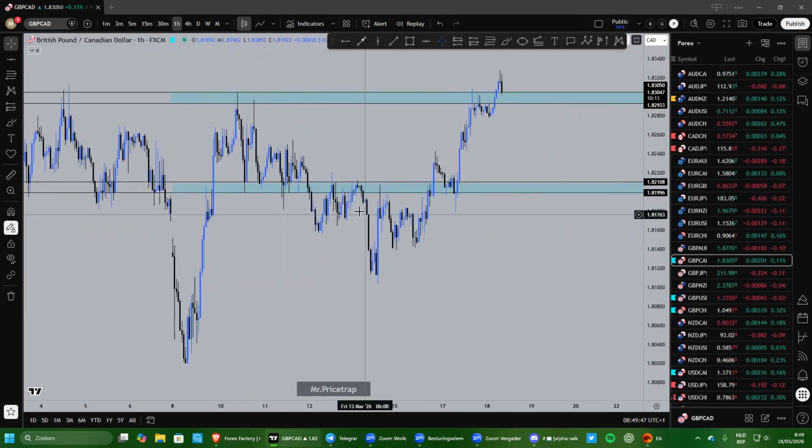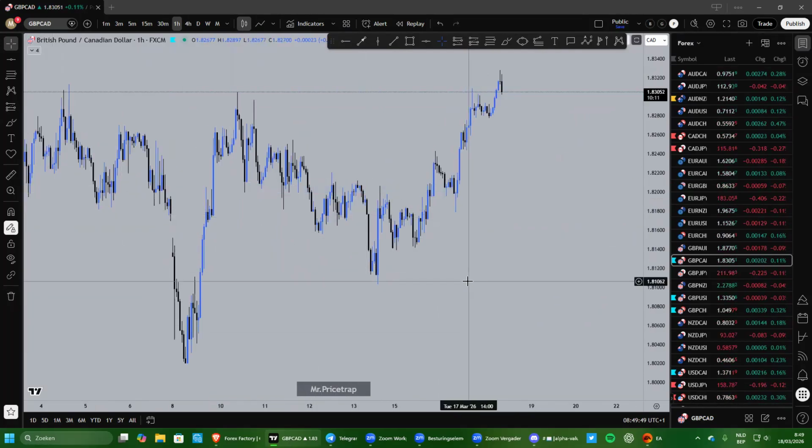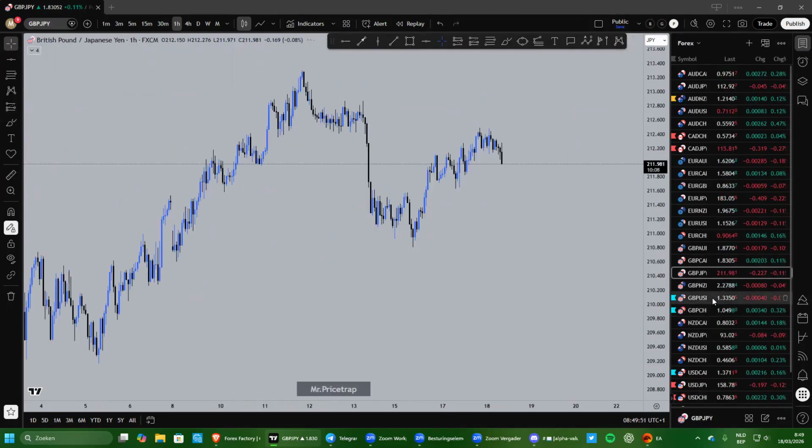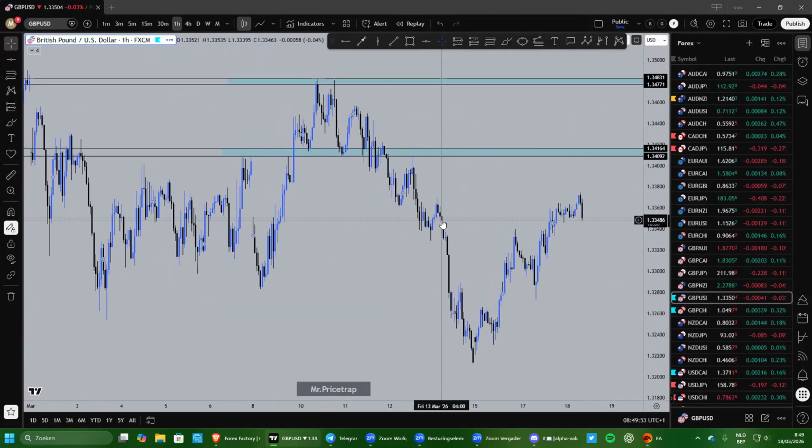And if you're wondering, like, don't you trade your own setups? I do, but only on the indices. Like you can see, the forex pairs are doing an amazing job also.